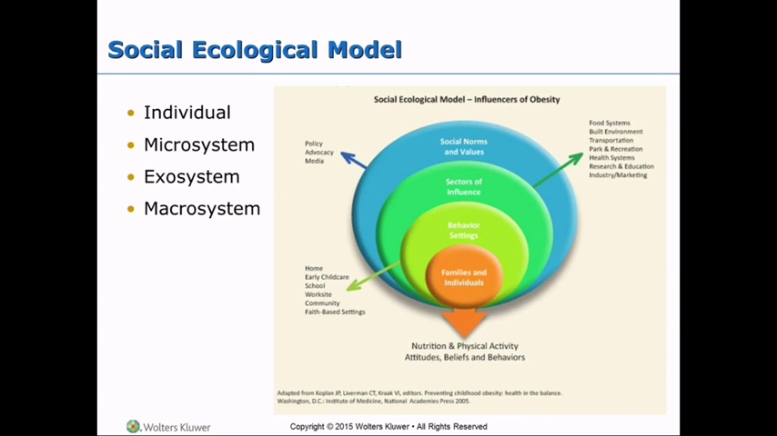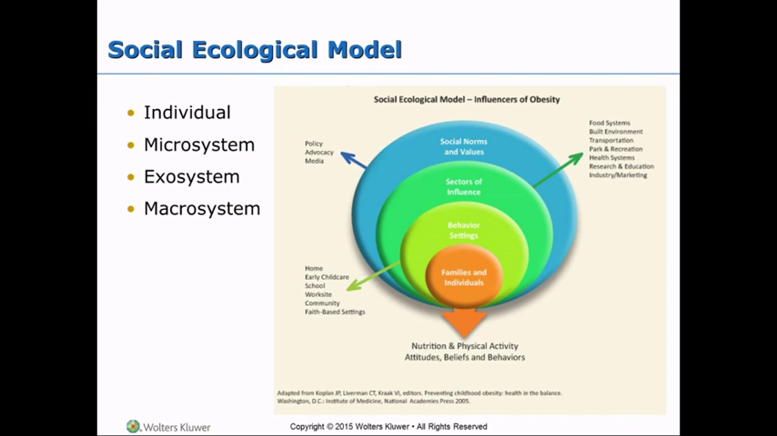The next layer are the behavior settings. This microsystem level includes the home, childcare, school, work sites, and community and faith-based settings. What types of meals and snacks are provided in these settings? Does the school have a program for healthy eating and physical activity? Does the community offer resources that will promote healthy eating and physical activity? How about social settings like churches and clubs? Do these settings promote healthy behaviors in relation to obesity?